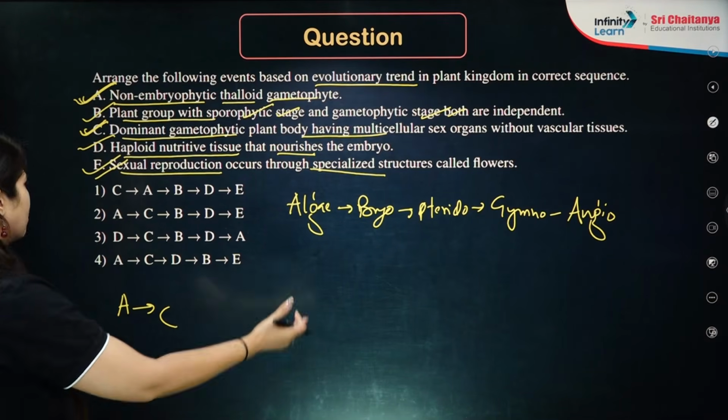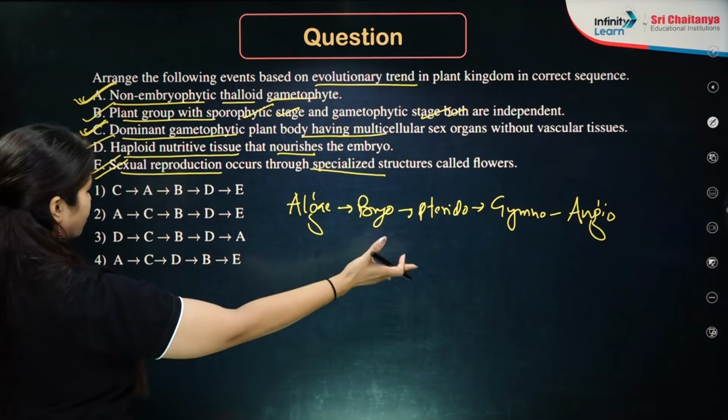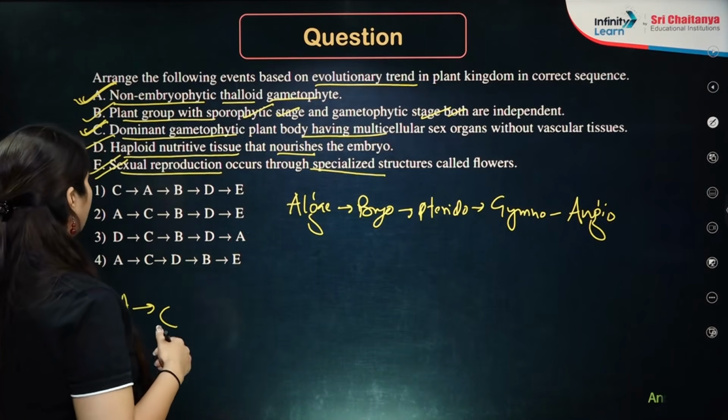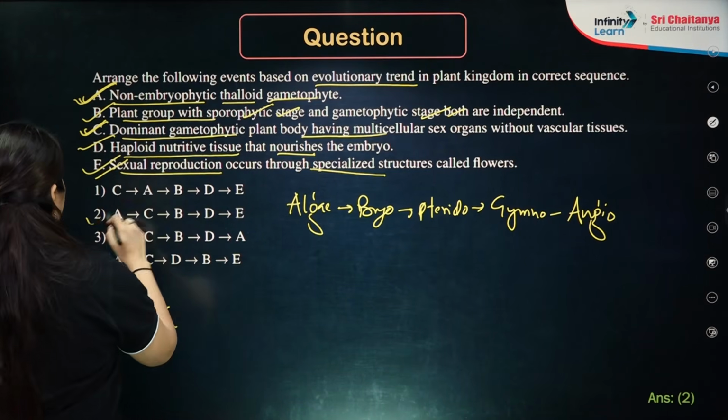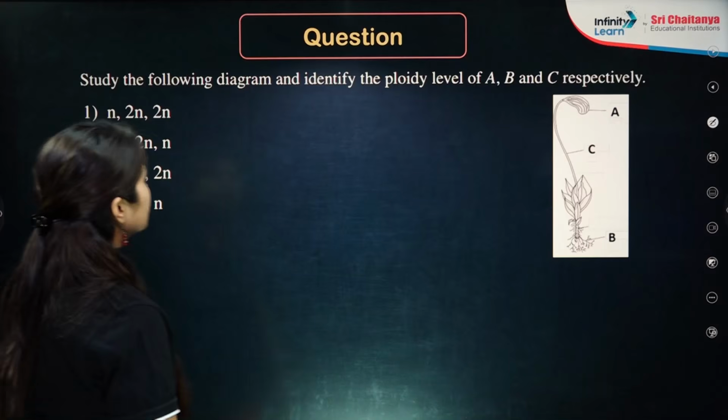So algae being the most primitive, then bryo, then pterido, then gymno, then angio. In such manner only the properties has been given. So answer is option number 2.